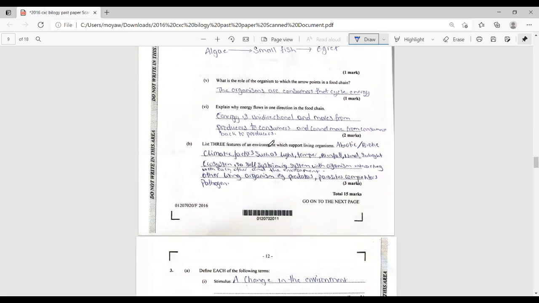So list 3 features of an environment which supports living organisms. So they're mainly talking about biotic and abiotic factors. Any combination of those 3 should be okay. So I have climatic factors such as light, temperature, rainfall, wind, and sunlight. Then the ecosystem, which is a self-sustaining system with organisms interacting with each other and the environment. And I also have other living organisms such as predators, parasites, competitors, pathogens. So they also help to support living organisms.